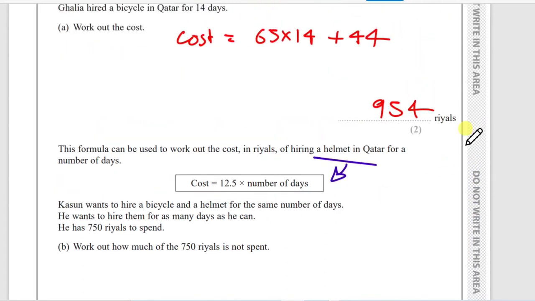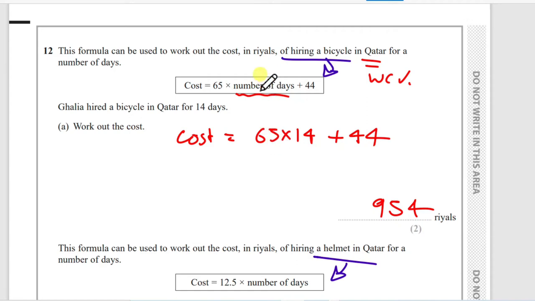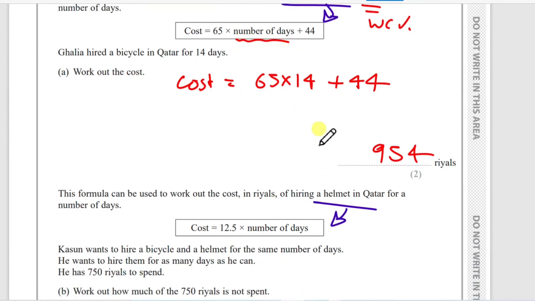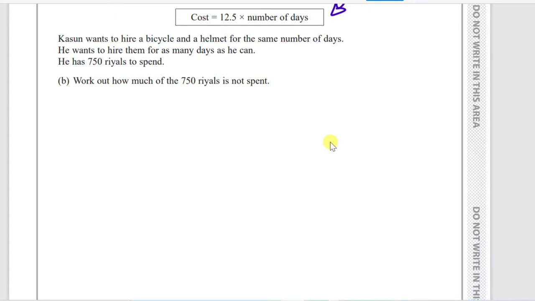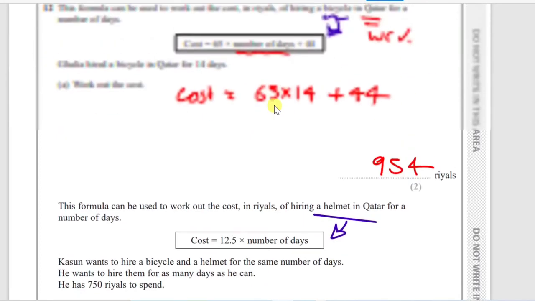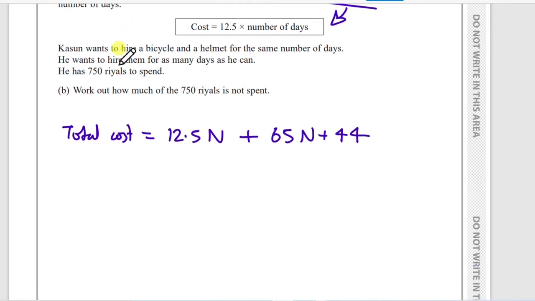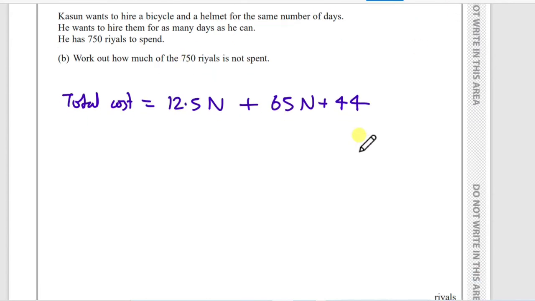Okay, so what I would do. The bottom one is the cost of a helmet, and this is the cost of hiring a bike. I think what we should do is add up these two formulas together, because you've got two formulas. So let's do this. We can say that the total cost has to equal the cost of a helmet, which is 12.5 times the number of days. I'm going to just call that 12.5n for simplification, plus the top equation, 65n plus 44. And we know that the total cost would have to be 750 reals, right? So let's put that on the next line. Yes, 750 reals to spend.